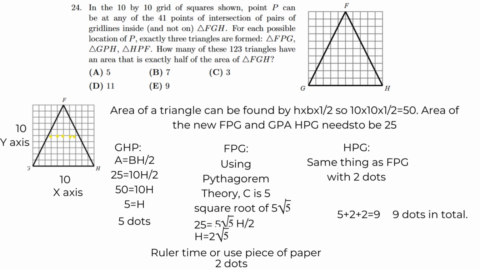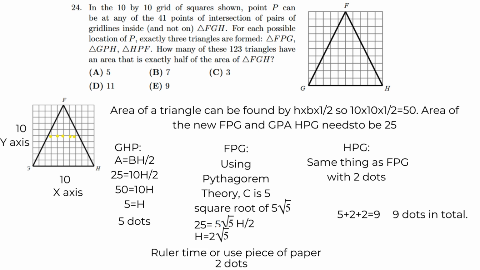How many of these 123 triangles have an area that is exactly half of triangle FGH? Now, look at this. I know some of you are just going to dot everything and make all those 123 triangles. Don't do that. That's just time-consuming. So from the question, we understand it's a 10 by 10 grid.